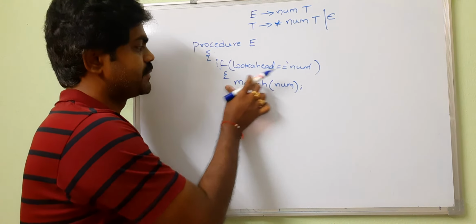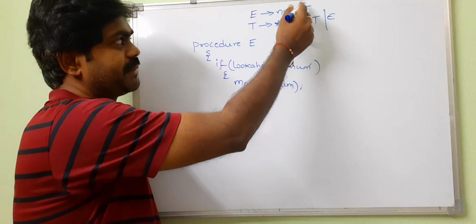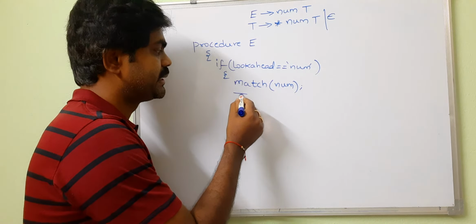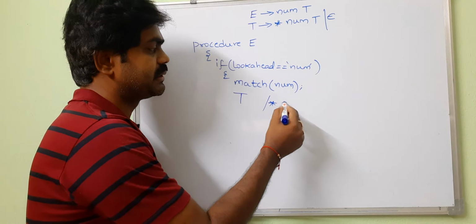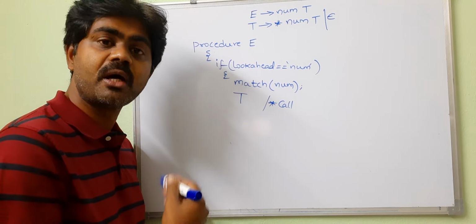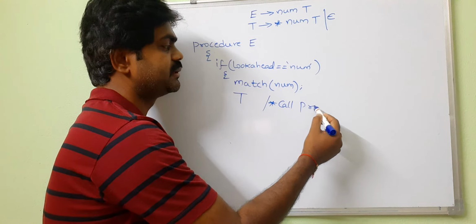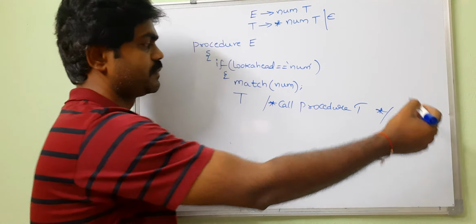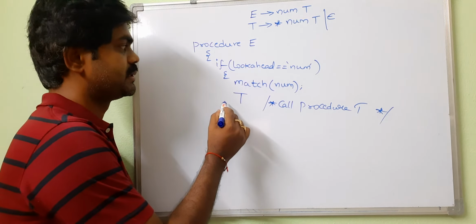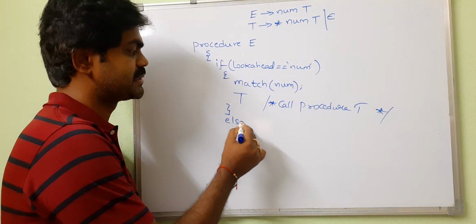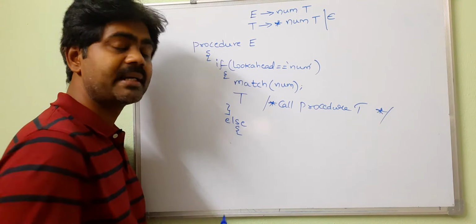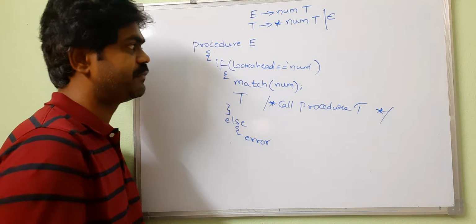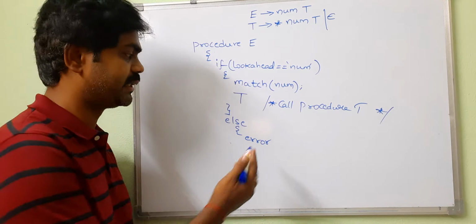Okay, right. Next, after match of num, what am I getting? I am getting a non-terminal. So what is our non-terminal? T. So T is a non-terminal, so we should call that procedure. So call procedure T. Okay. So else, what is the else part? Error. So if look ahead is not matching anything, we will get an error.